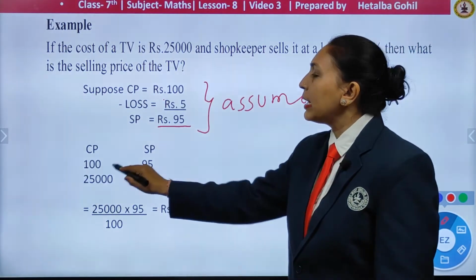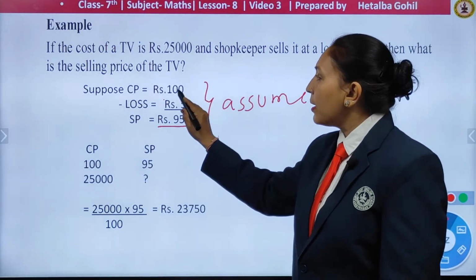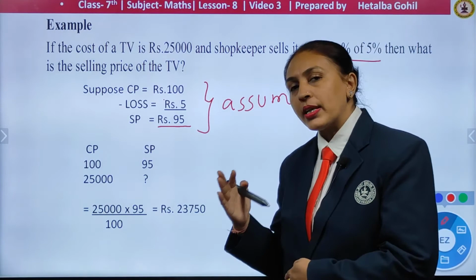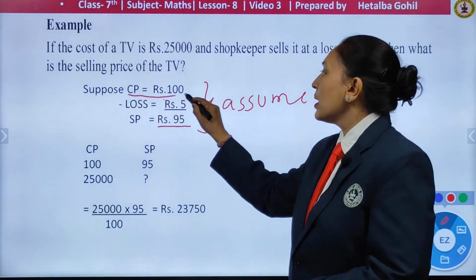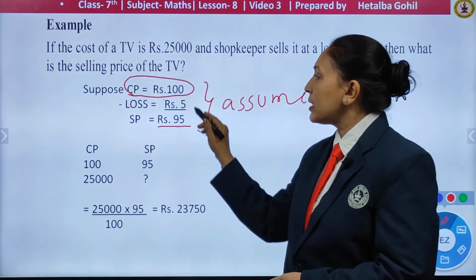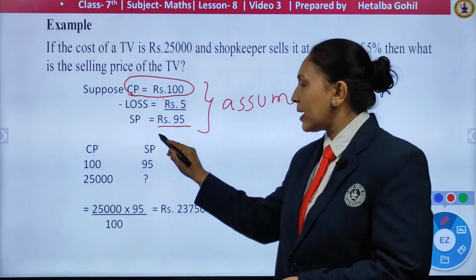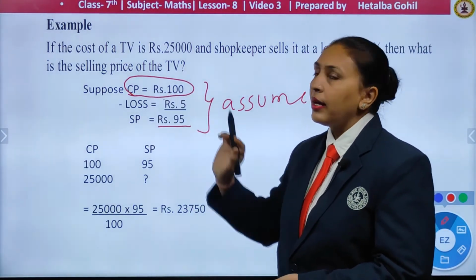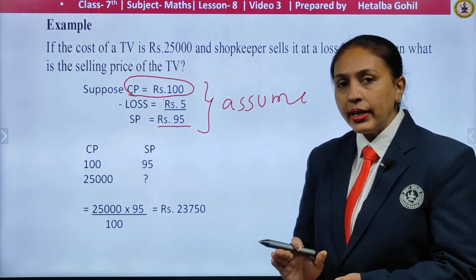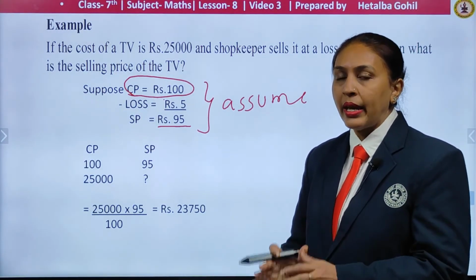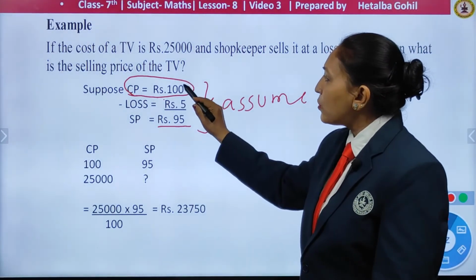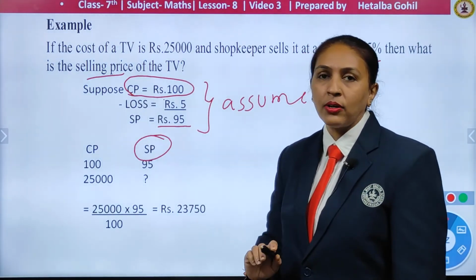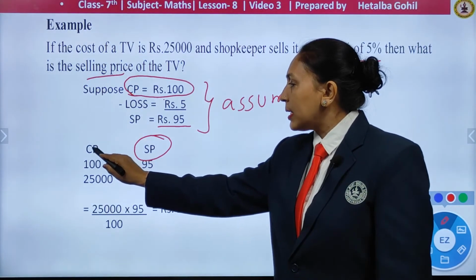On this assumption, we will compare. Always suppose CP only as 100. Even if you are asked to find cost price, even if you are asked to find selling price, always suppose CP only as 100. If it is loss, subtract that loss percent and get the selling price. If it is profit, then add the profit and get the selling price. But don't take 100 as SP. We will always assume CP only as 100. Now, we are asked to find the selling price. The quantity whose value we have to find, always keep it in the second part of the comparison. So we will compare here CP and SP.